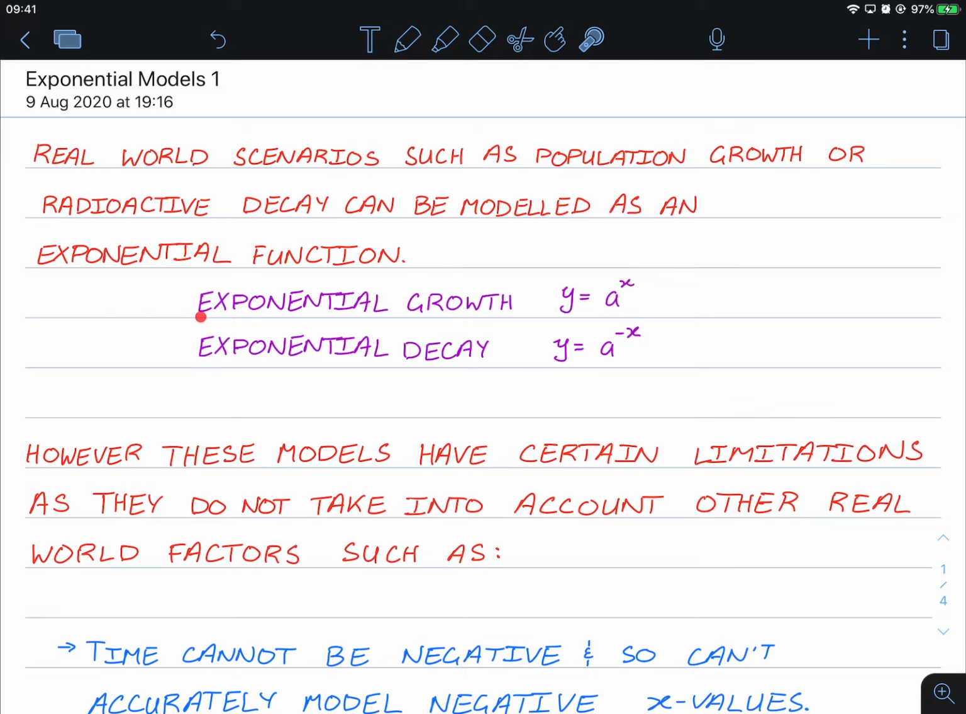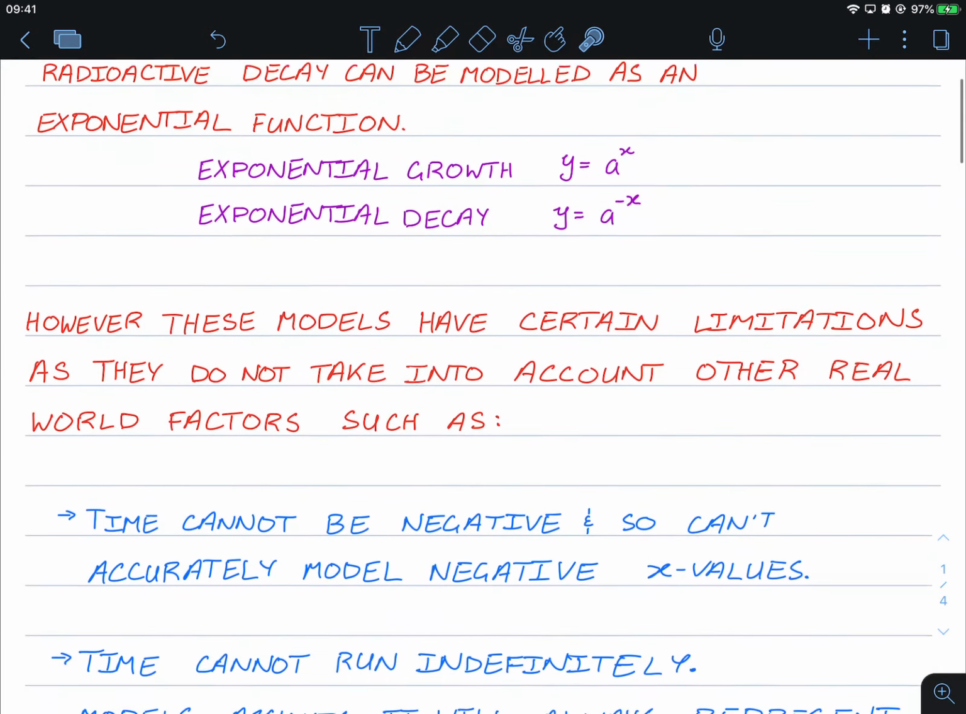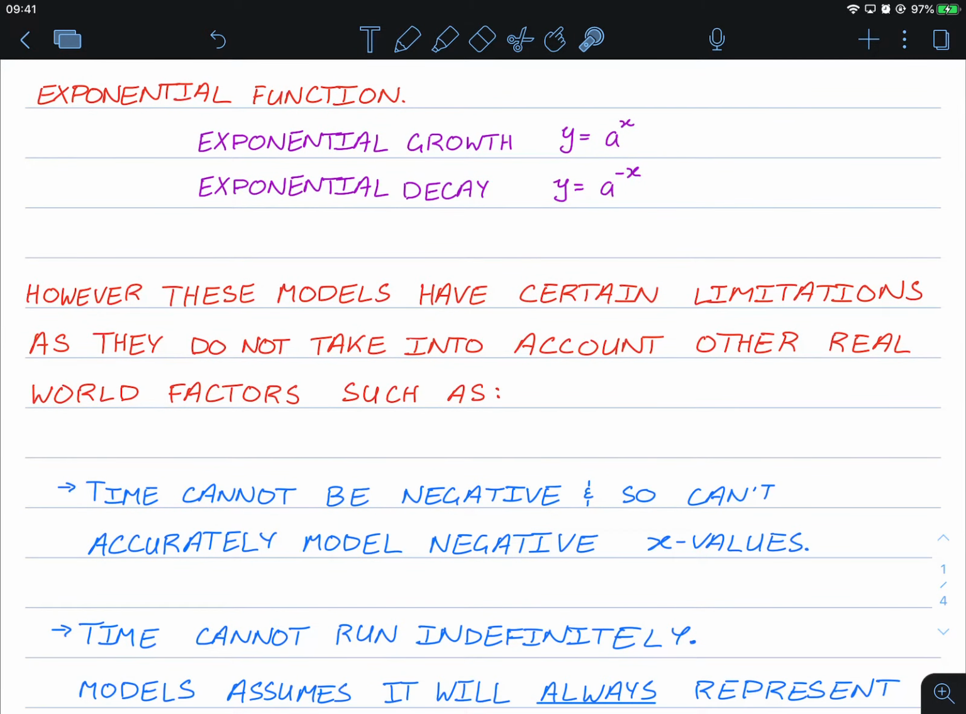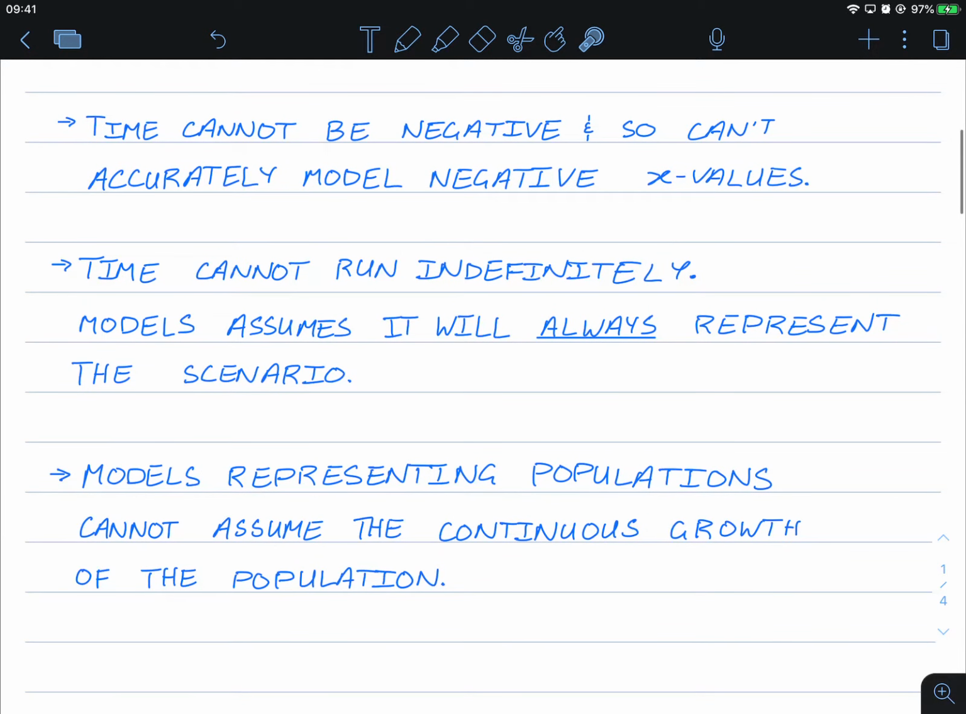So we call it exponential growth when we have a to the power of x with a positive x, and it's an exponential decay when we have a negative x. However, these models and all the nonlinear models that we'll see in the coming topics have certain limitations, as they do not take into account other real-world factors. Time cannot be negative, and so can't accurately model negative x values, and you'll see what we mean in a moment.